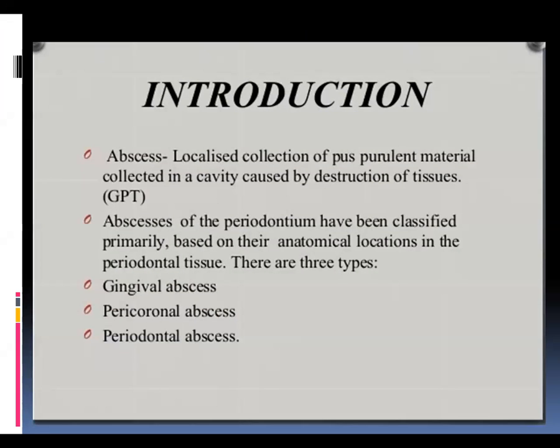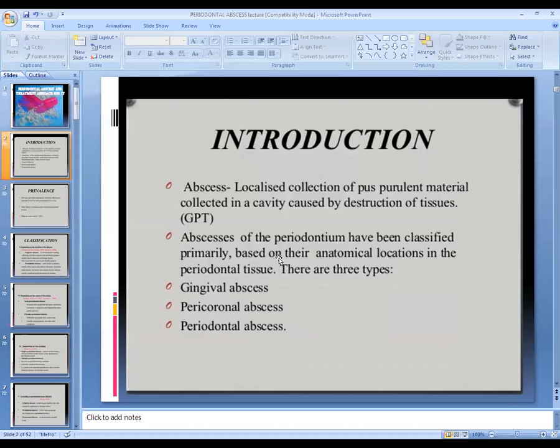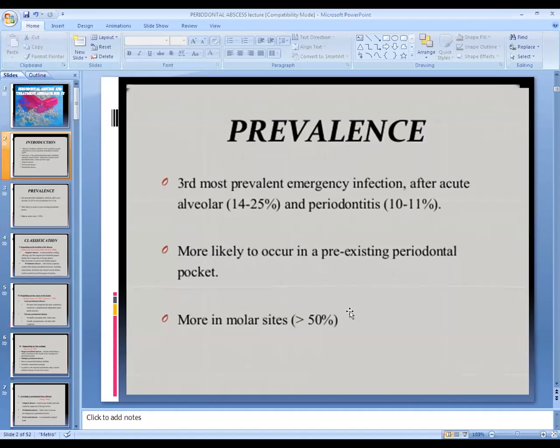What is the introduction of a periodontal abscess? The abscess is a localized collection of pus, periodontal material that is collected in a cavity, which is caused by the destruction of the tissues. Abscesses of the periodontium have been classified primarily based on anatomical locations in the periodontal tissue. These are of three types: the gingival abscess, pericoronal abscess, and the periodontal abscess.